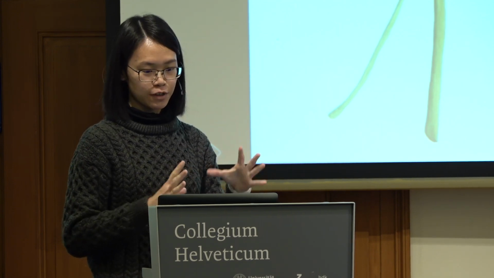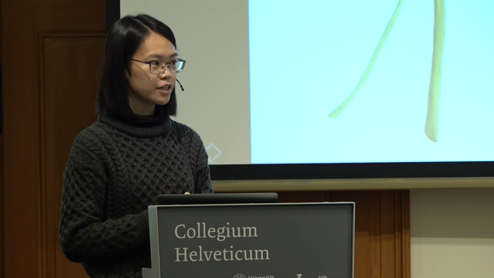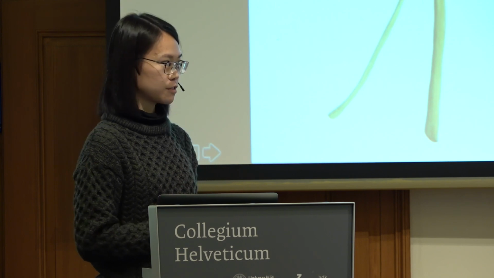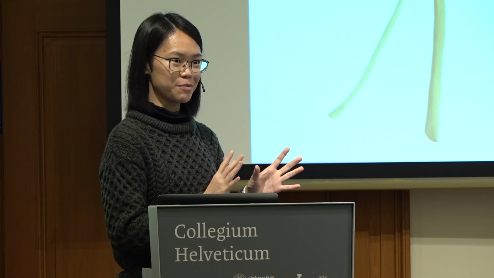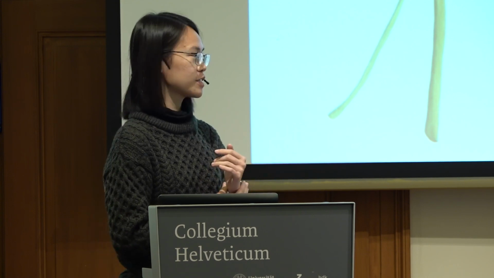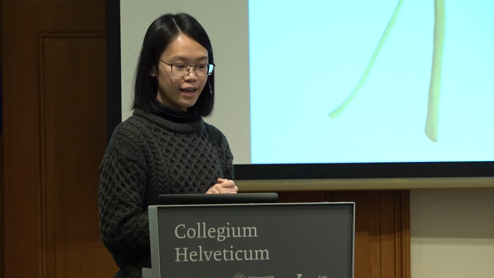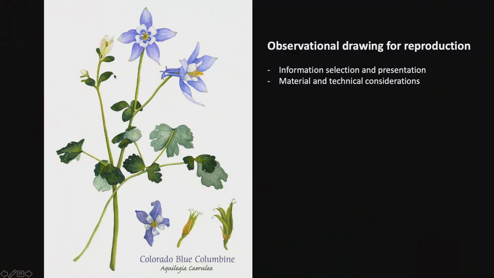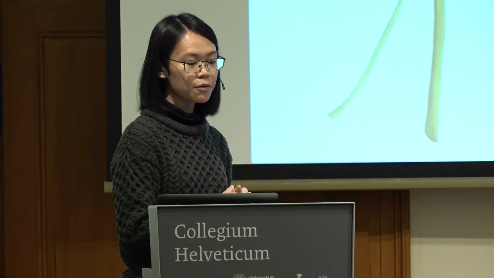And today, starting with this image, I want to talk a little bit more about information selection and presentation and material and technical considerations. And you will see in this presentation actually more prints than perhaps drawings. But based on what Ulrike just said, prints usually come from some sort of drawing. And because of how illustration and also botany was disseminated throughout history, a lot of the time it was through printed images if people were not within these botanical or humanist scientific networks.